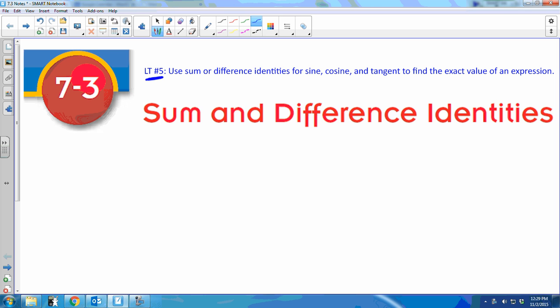So I'm giving you a brand new set of identities, but you don't have to memorize them because they're on the red sheet for your pre-calculus formula sheet, so you have them. You have to know how to use them, though, but at least you'll have the actual identity. You don't have to memorize these, okay?